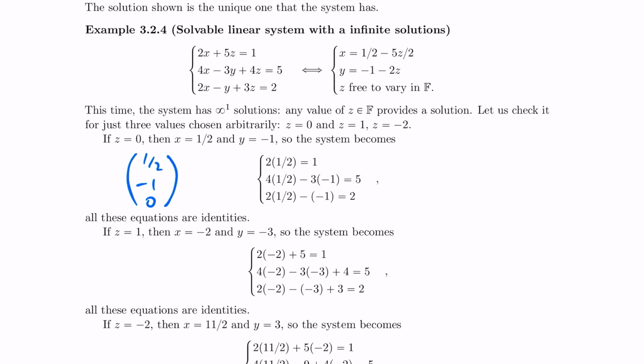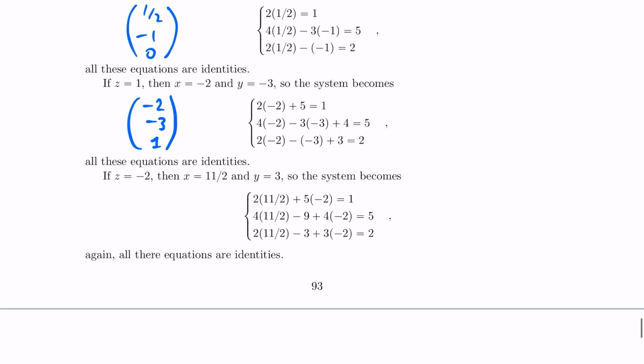But if you fix the parameter z to be 1, then you have another solution, which is -2, -3, and 1. But you can also fix z to be -2, and then you get 11.5, 3, and -2 as a solution. If you keep choosing values for the parameter z, then you find an infinite amount of solutions. With these examples, I just wanted to illustrate the three different cases allowed by Roché-Capelli's theorem.